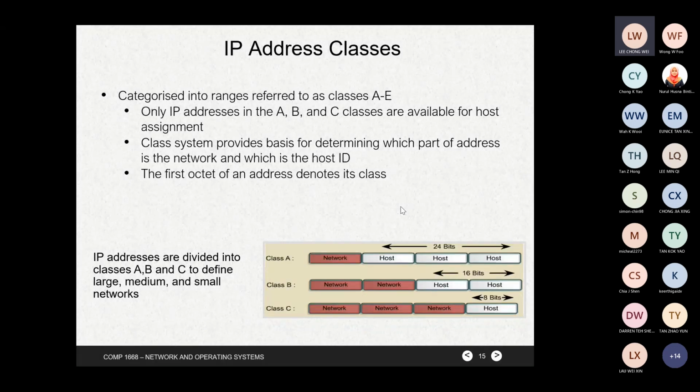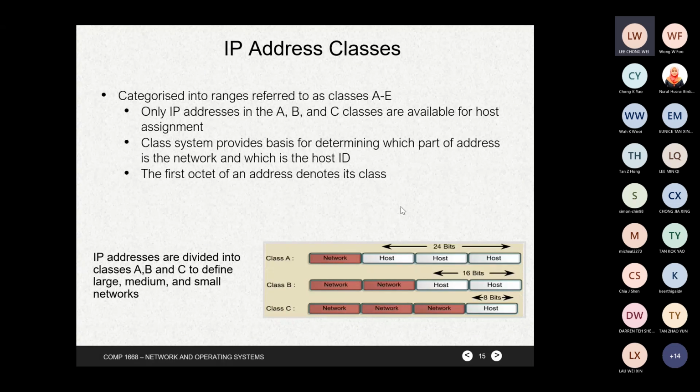And class C is the common one. Most of the Malaysian companies and all of us are in class C, where the number of host bits is 8 and the number of network bits is 24. What it means, what we call 32 bits is not for the entire world, it's for one network.